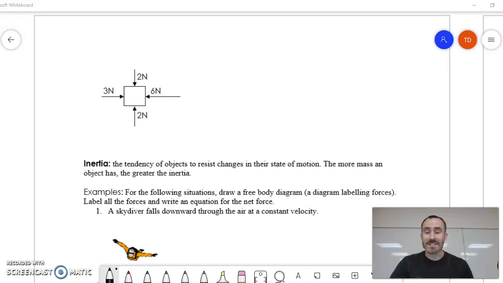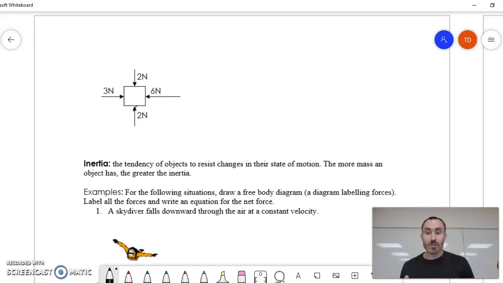Now let's take a look at this second one here. We've got 3 newtons pushing to the right. We've got 6 newtons pushing to the left. We've got 2 newtons pushing down, and we've got 2 newtons pushing up. And so when we're talking about net force, we have to look at the vectors that are acting in the same plane. By the same plane, I mean this 2 newtons and this 2 newtons, they're both acting in the up and down direction.